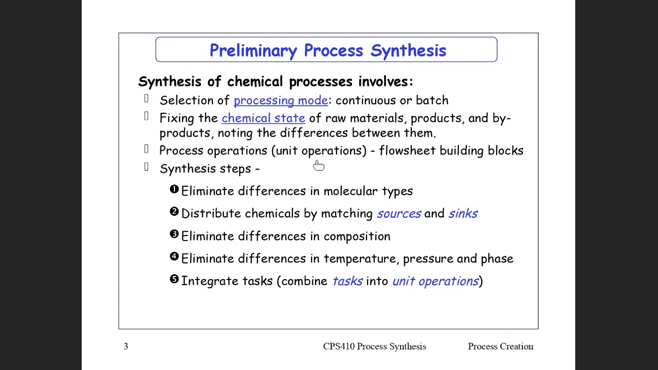Process operations: we need to decide which process operations, which unit operations, we need. Those are the flow sheet building blocks. And now we come to these synthesis steps, 5 synthesis steps. So this section, process creation, is defined by these 5 synthesis steps. And now these 5 synthesis steps are really horrible.